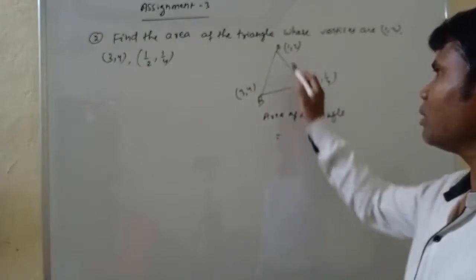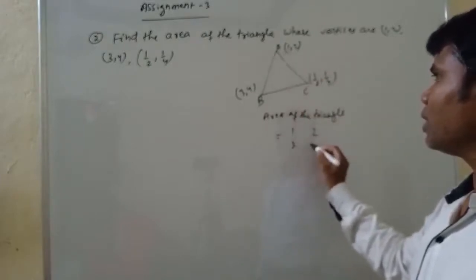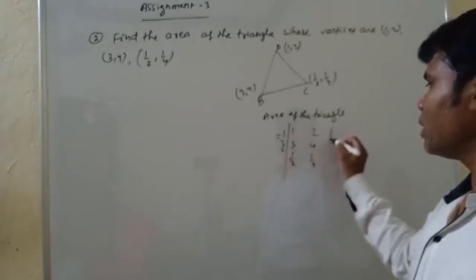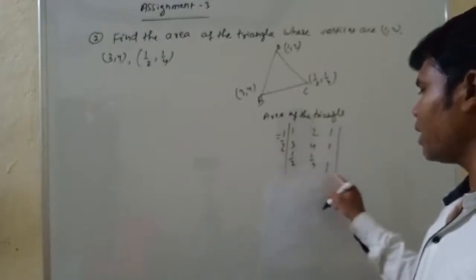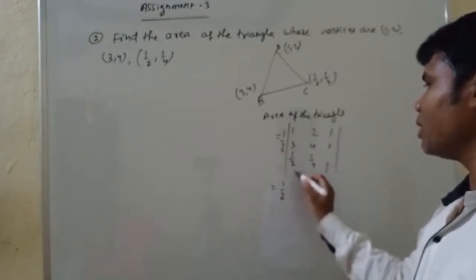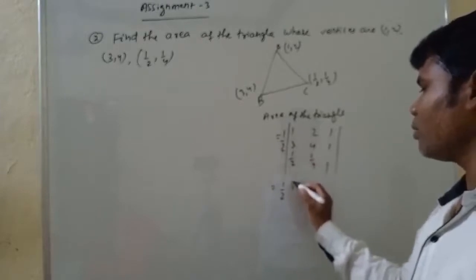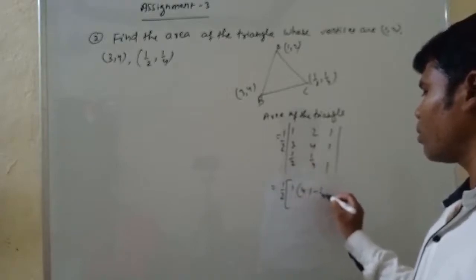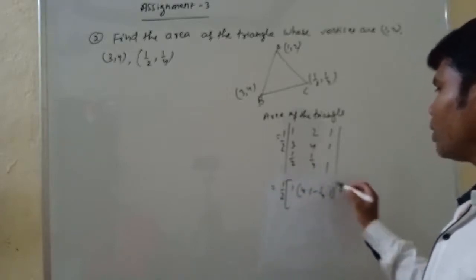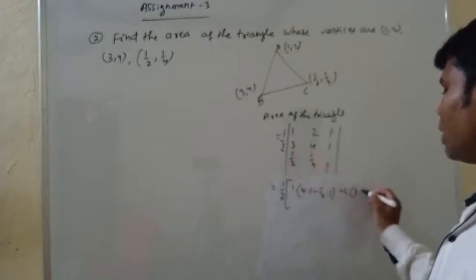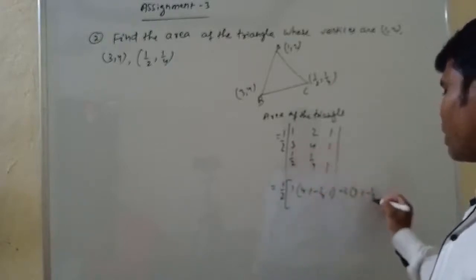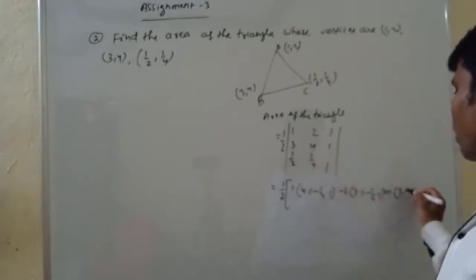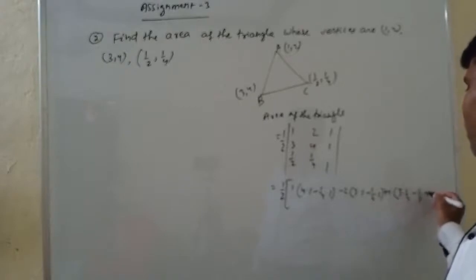You write the points 1, 2, 3, 4, 1/2, 1/4, half of this, and 1, 1, 1. Now you find the determinant is equal to half of 1 into (4 into 1 minus 1/4 into 1) minus 2 into (3 into 1 minus 1/2 into 1), okay, plus 1 into (3 into 1/4 minus 1/2 into 4).